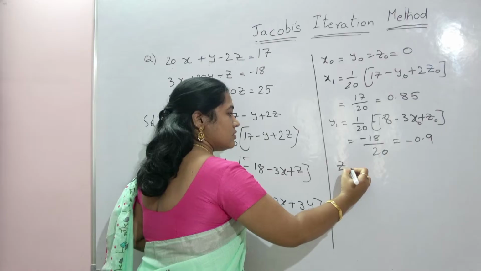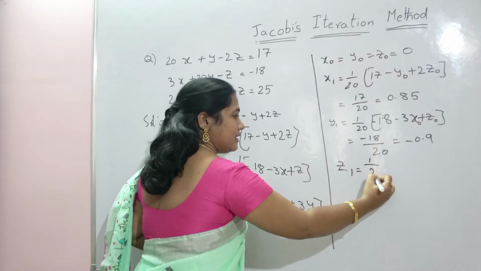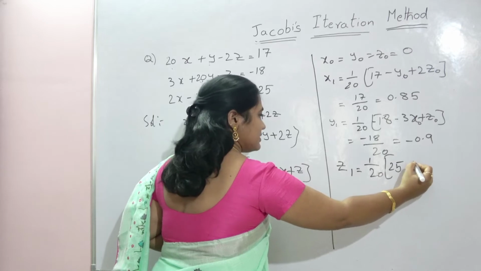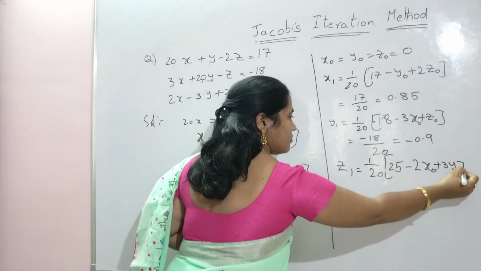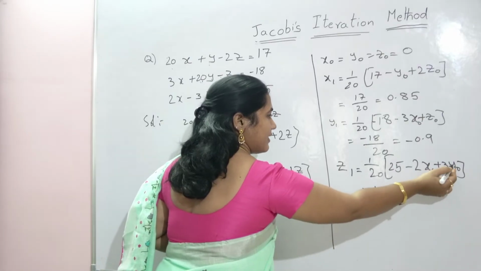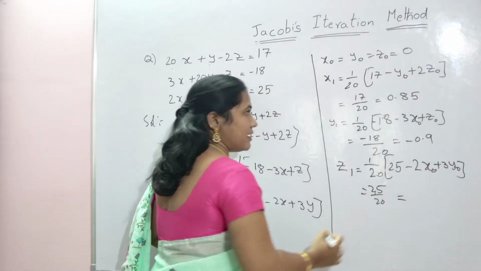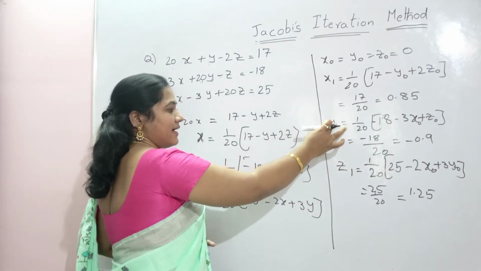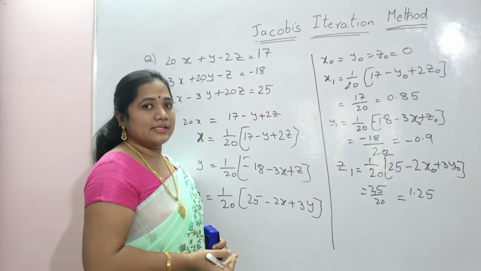Now z1. z1 equals 1 by 20, 25 minus 2x naught plus 3y naught. So 1 by 20 and the x naught and y naught values are 0. So 25 by 20. So 25 by 20 is 1.25. So x1, y1, z1. So we can use these x1, y1, z1 values for the next approximation value.